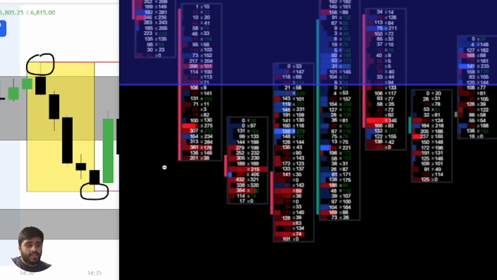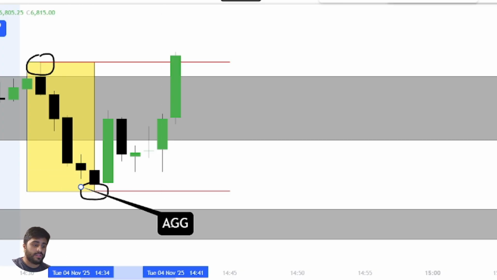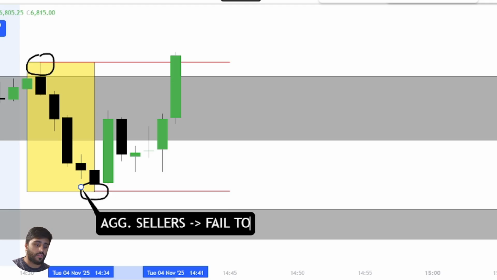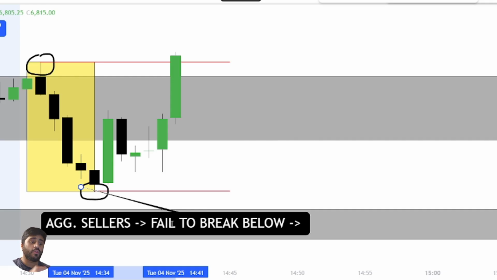So this is aggressive sellers, aggressive sellers, aggressive sellers, all within the first 5 minutes, 9:33, 4, and 5. So this is where we see this. We see aggressive sellers, they fail to break below. And because those aggressive sellers fail to break below, we have a break above.